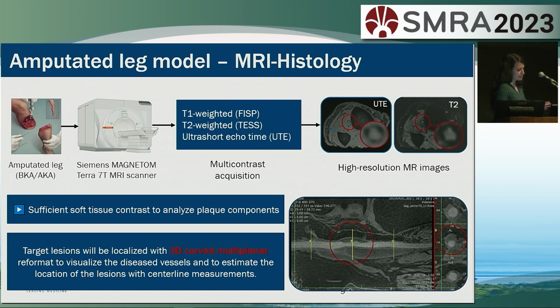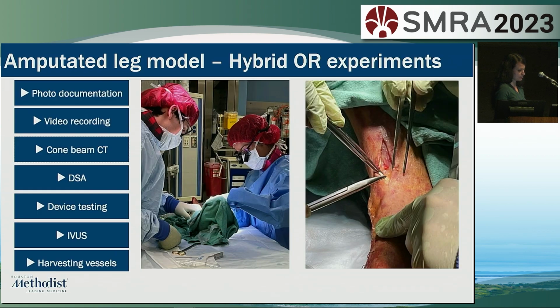Usually we scan the leg either before or after the amputation, and we use these 3D curved multiplanar reconstructions to localize target lesions before taking the leg to the hybrid OR for further experiments. In the hybrid operating room, after MRI imaging, vascular surgeons and radiologists cooperate on a multi-level evaluation utilizing different imaging techniques such as cone beam CT, DSA, IVUS, and we also perform experiments with different vessel preparation devices.